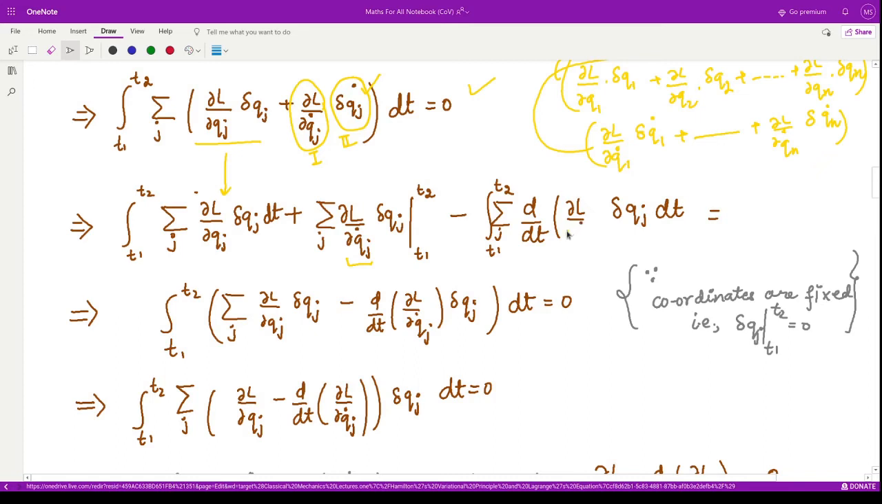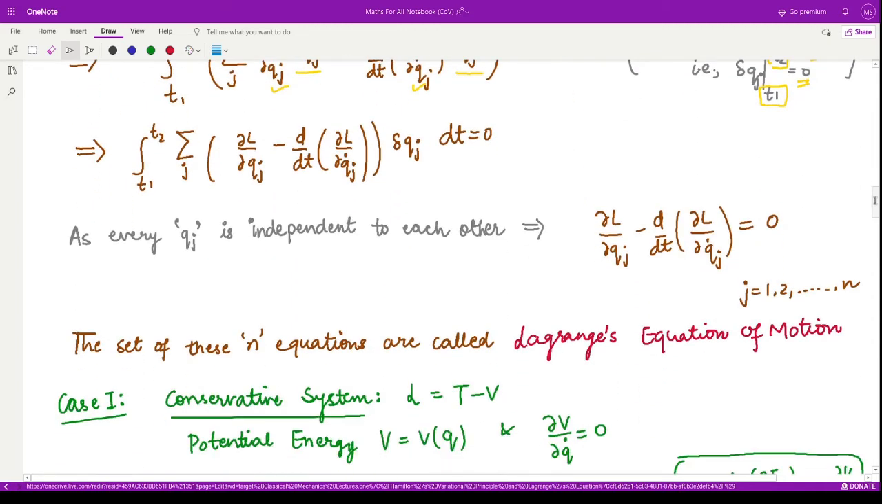So here it would be del L by del qj dot, right? So we have this thing, and this is equal to 0. Now, because we have fixed the coordinates at the end points, the variation at both the initial time and the final time gives no variation, so it is equal to 0. So overall this boundary quantity becomes 0. We are only left with these two quantities, and we can take the variation of qj common, so we'll have this expression.